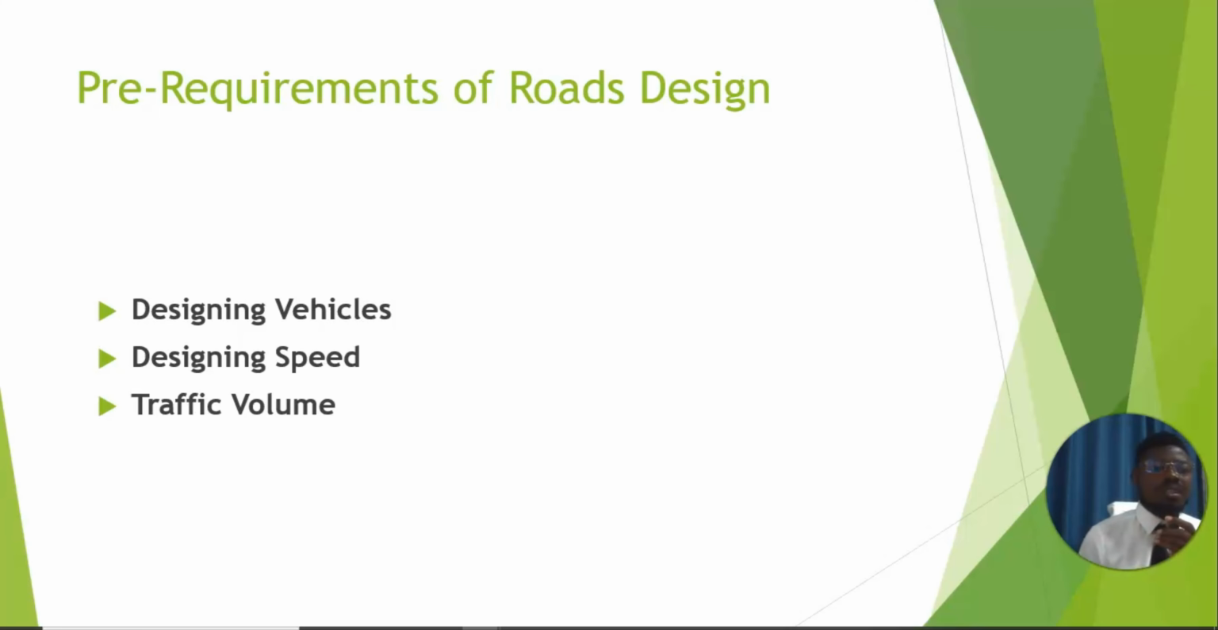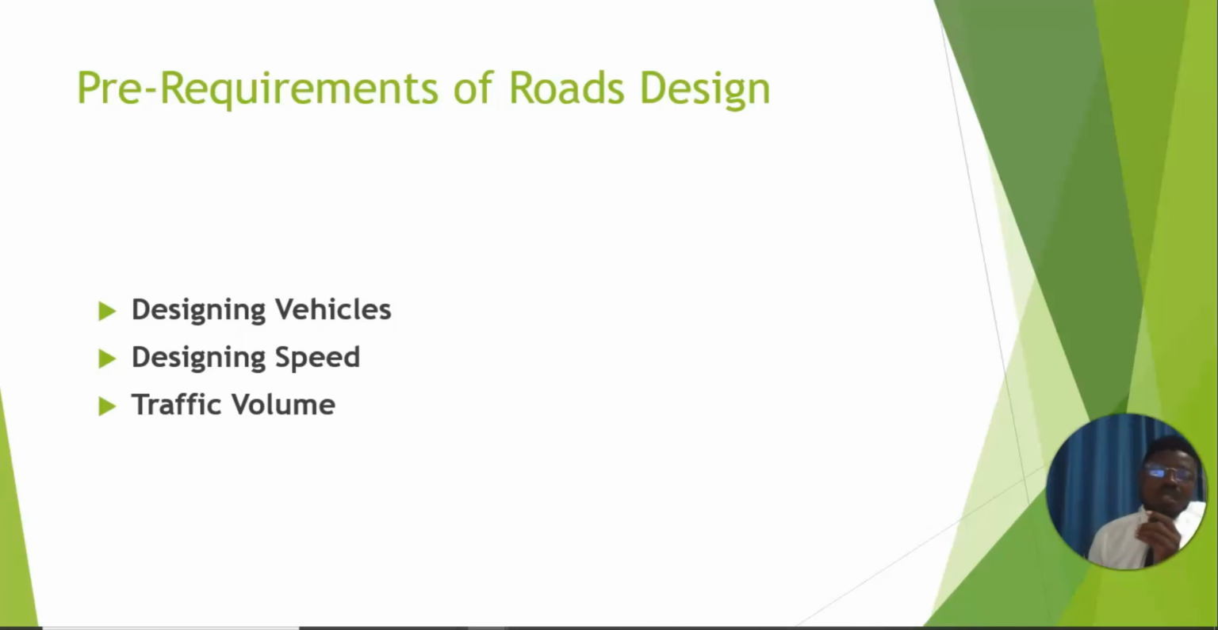Then the first one we have here is designing vehicles. The second one we have is the designing speed, and the third one is the traffic volume. So looking into the first one, which is the designing vehicles, we need to understand the standard type of vehicles that are going to be used as the design control vehicle. Because it's quite important to know the standard type of vehicles.